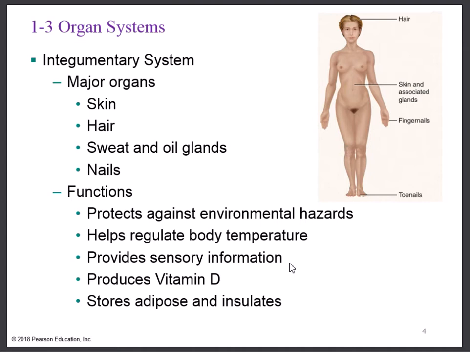We're going to see later in the semester that our skin can produce an important vitamin called vitamin D, which is necessary for calcium levels. And we also can store some adipose, which is fat. If you just want to jot down here, adipose is fat tissue, and that helps to insulate us and keep us warm. All right, so those are the major features I want you to know at this point of the integumentary system. More detail to follow as we progress through the semester.